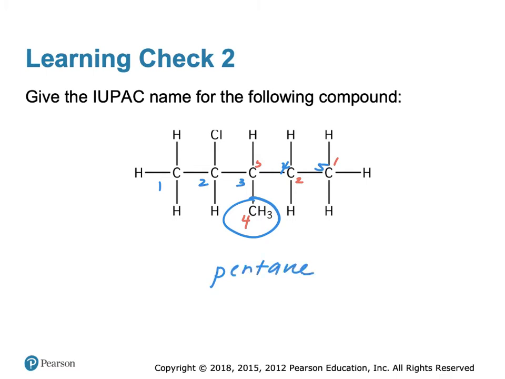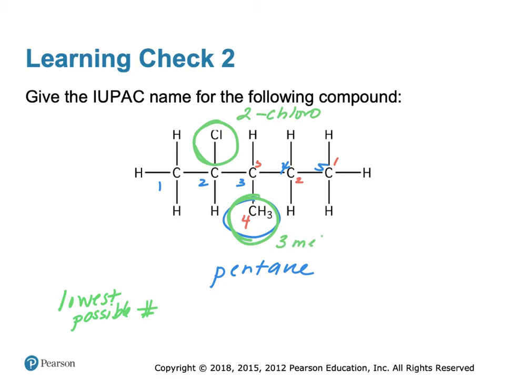Now we have to identify the substituents. If we look, we have a chlorine and we have a methyl group. When identifying substituents, you want to give them the lowest possible numbers. So if I were to keep my chain numbered as I have in blue, I would have a 2-chloro and a 3-methyl.